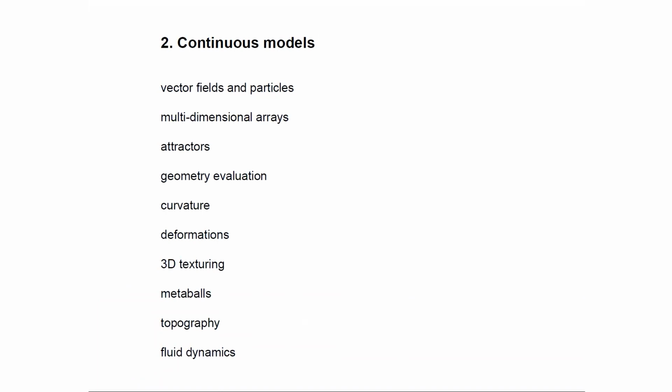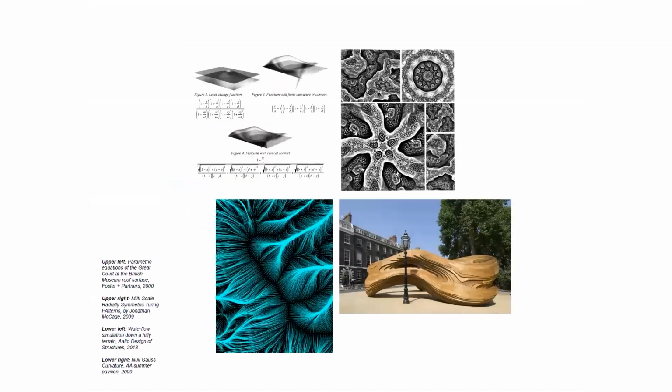Okay, then we'll continue with the second big part, which is continuous models. And here we talk about vector fields and particles, attractors, geometry evaluation, so curvature of curves and surfaces, deformations, and for example metaballs, these types of functional surfaces, topography, and maybe fluid dynamics. So these are the topics that we will revisit there.